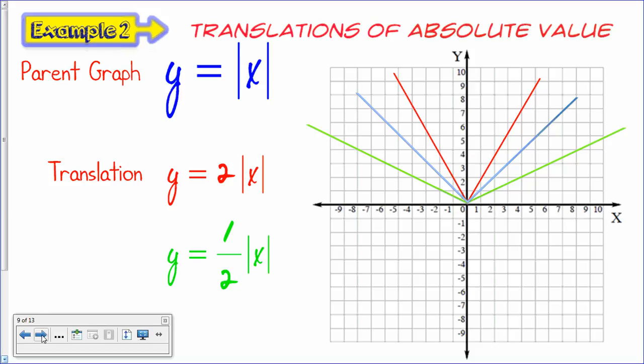What happens if my slope is a whole number? And my graph does what? Closes up. If it's a fraction, then it does what? Widens it out. Everybody see that?